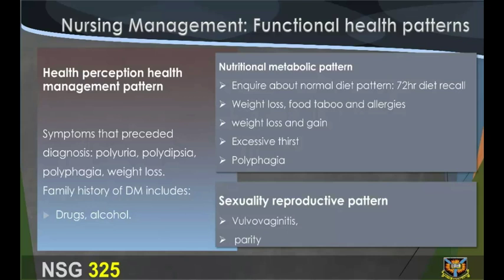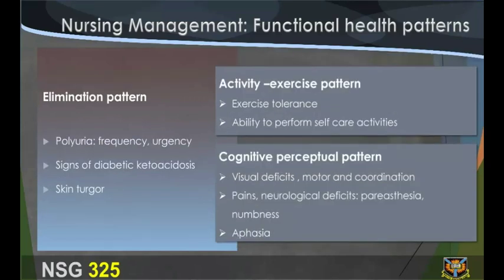Sexuality reproductive pattern: vulvovaginitis, parity. Elimination pattern: polyuria, frequency and urgency. Signs of diabetic ketoacidosis, skin turgor. Activity exercise pattern, exercise tolerance, ability to perform self-care activities. Cognitive perceptual pattern: visual deficits, motor and coordination, pains, neurological deficits, paraesthesia, numbness, aphasia.